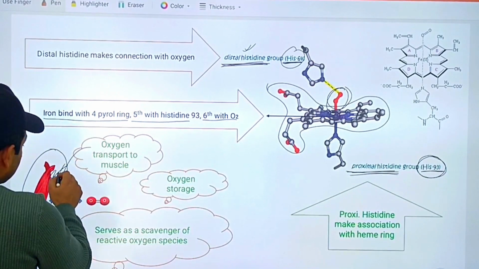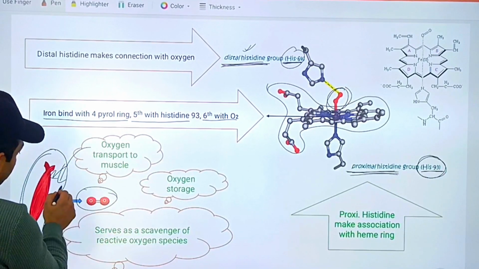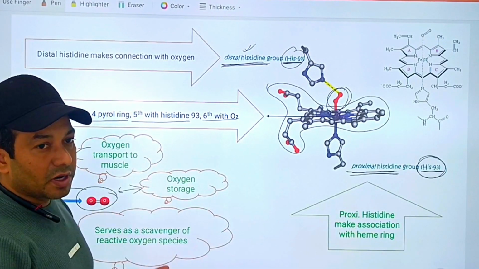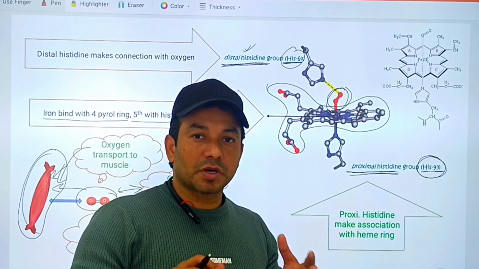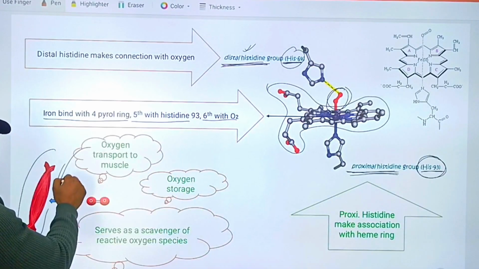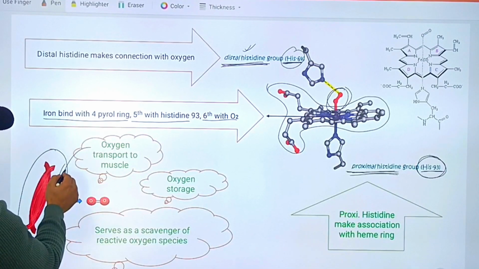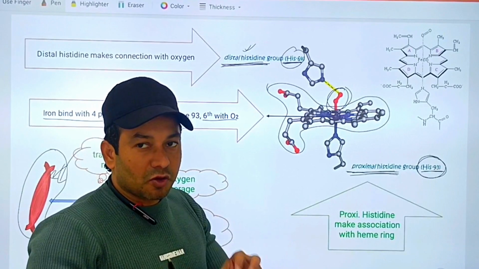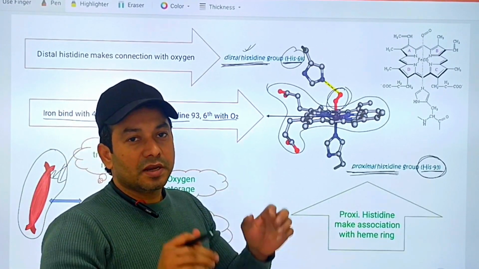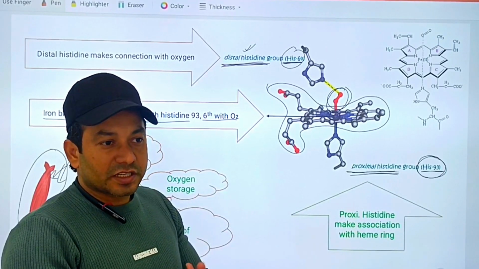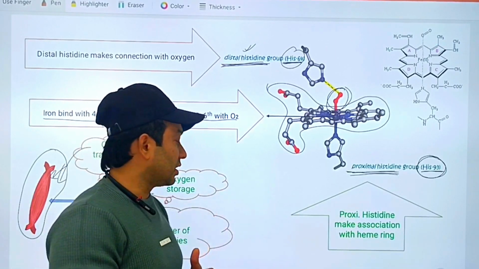The oxygen in the myoglobin can be stored for a long time. If there is a deficiency of oxygen in the muscle, myoglobin will provide it for metabolic activity. So oxygen is transported in the muscle, and muscle oxygen is present in the myoglobin. Myoglobin traps the oxygen and holds it, and it can also transport it to other cells, nearby or adjacent cells.